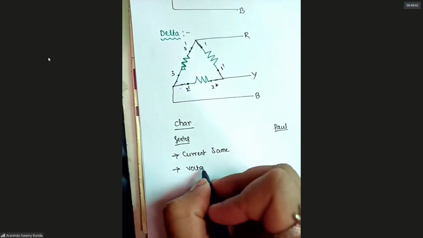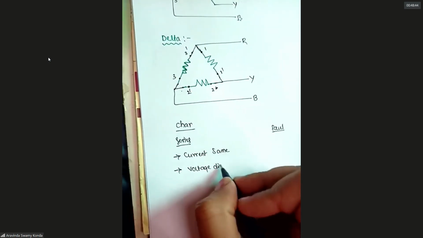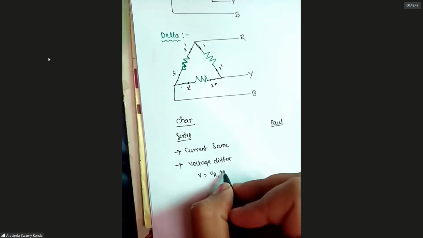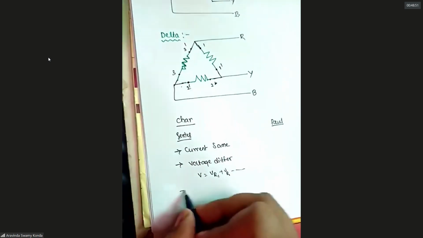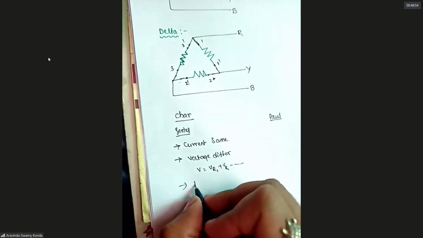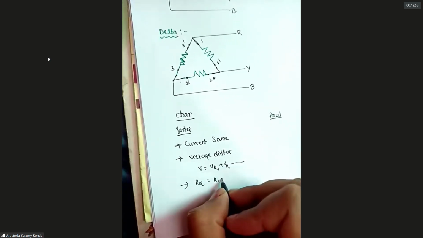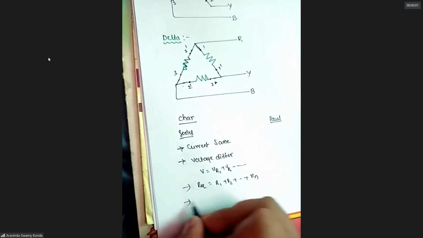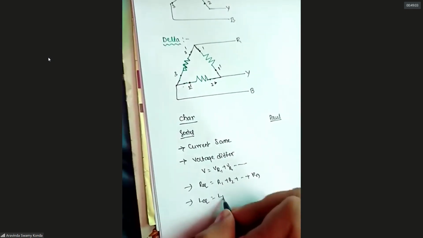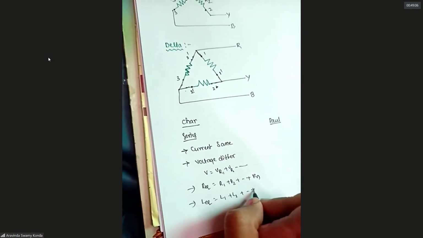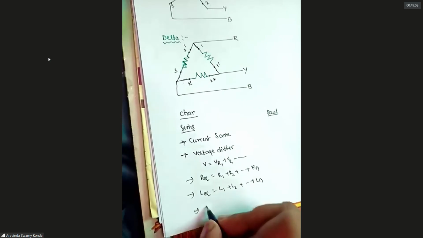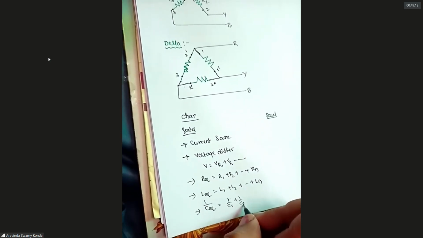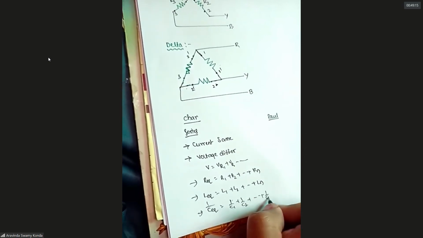Voltage differs. V equal to V1, V2, up to so on. So in series connection, resistors: R equivalent equal to R1 plus R2 up to so on Rn. Inductors: L equivalent equal to L1 plus L2 up to so on Ln. And capacitors: 1 by C equivalent equal to 1 by C1 plus 1 by C2 up to so on 1 by Cn.